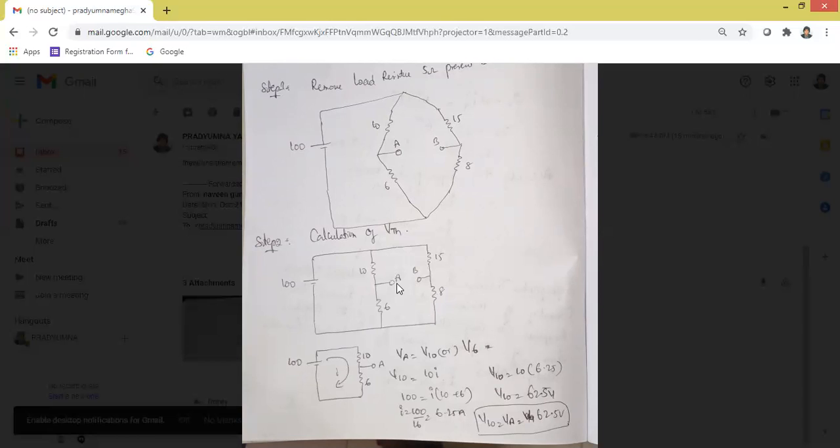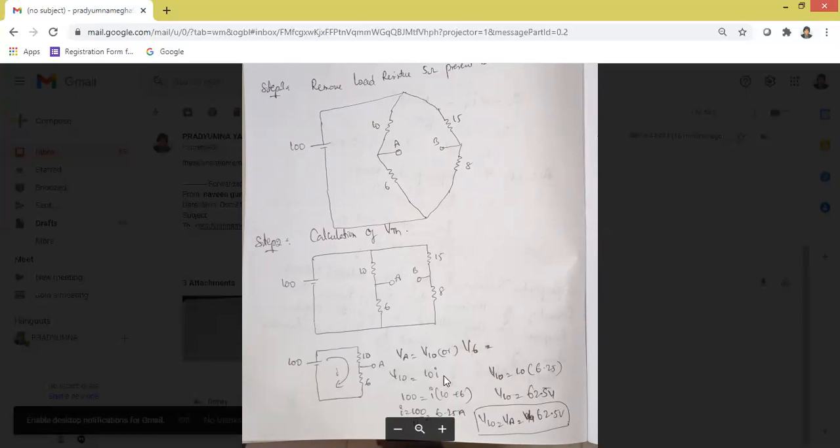So what is the voltage at terminal A? It is the voltage across 10 or the voltage across 6. Let us take the combination 10 and 15. Whatever combination you take, you will get the same answer. I am just taking the voltage at terminal A as the voltage across 10 ohms. So what is the voltage formula we know? Voltage across the 10 ohm resistor equals 10 into I.